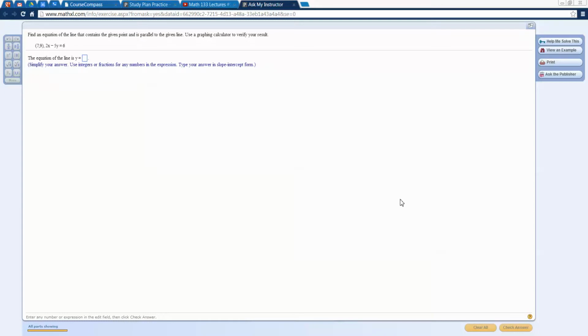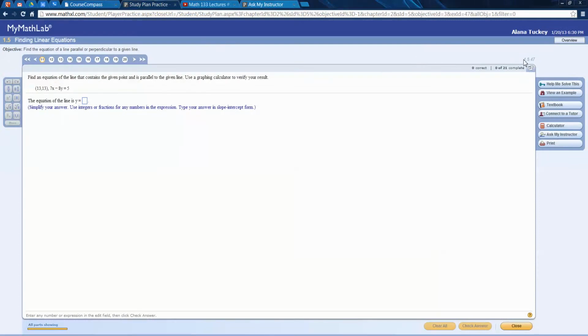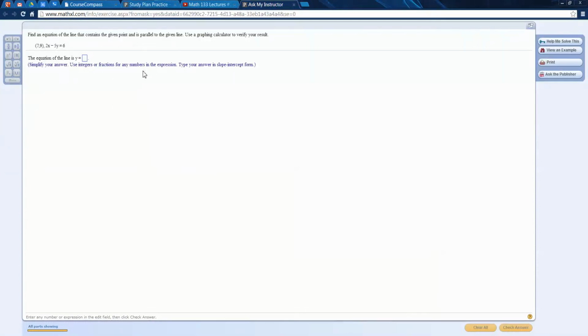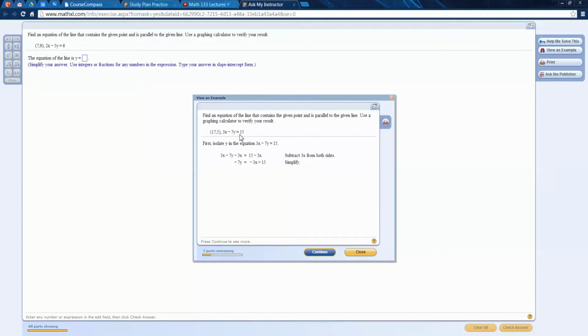So I received a request for help with this question from a student. This is in the study plan, it's 1.5, number 47. Of course, where it shows up in your homework might not be the same across the board, and the numbers are going to be different. I'm actually not going to do the question. I'm going to do the example, and then that'll help you.